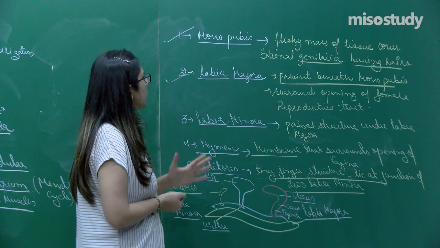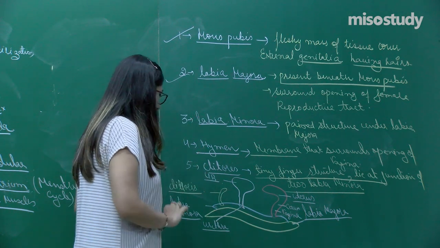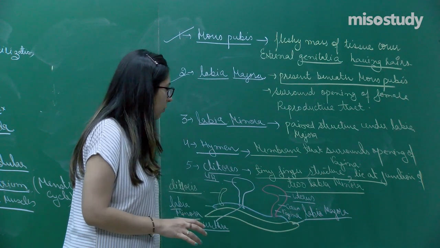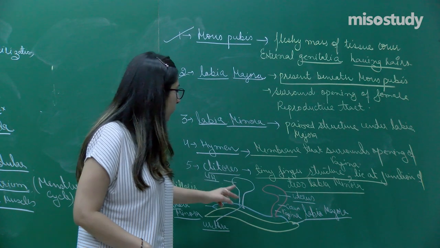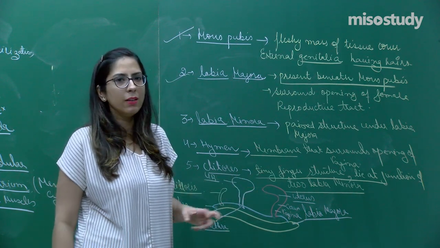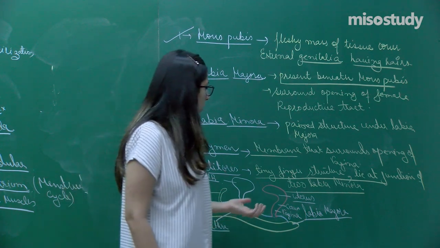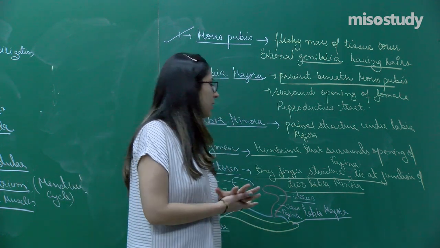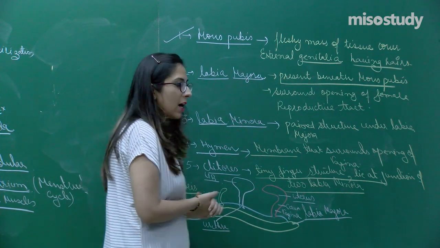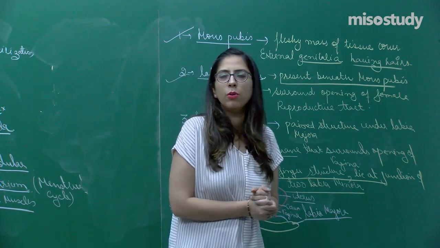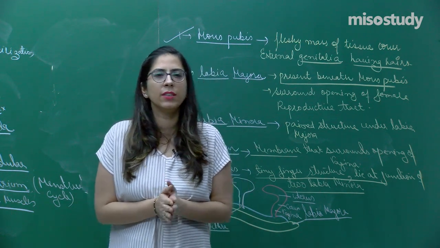First, we have the mons pubis, labia majora, labia minora, hymen and the clitoris. Hope the overall structure is clear to you. There are two different openings. One is from the kidney, where urine is stored in the urinary bladder and comes out through the urethra. In the second, we have the uterus, cervix, vagina and so on. Here the eggs are formed, and the fallopian tube is the region in which fertilization happens. Hope today's session is clear to you.